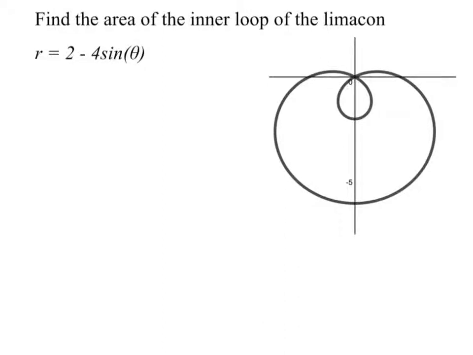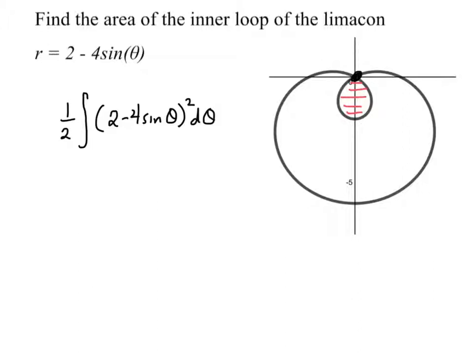Okay, to find the area of the inner loop of the limacon, so just finding this area in here. Again, you maybe want to look back, but remember area is always 1/2 the integral of r squared. So the easy part is to start off, you just say, all right, it's 1/2 the integral of r squared d theta. Now I actually need to figure out what angles enclose this thing.